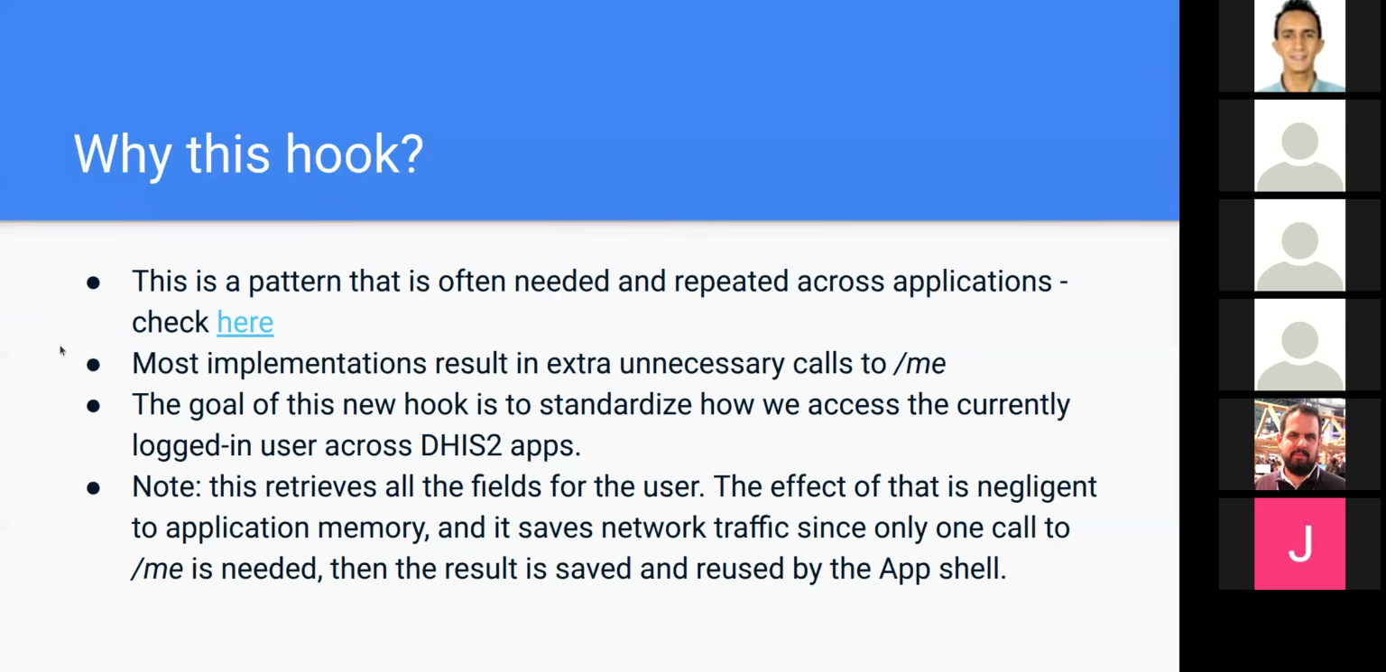As we've seen, this approach centralizes the logic in the app runtime. It makes just a single call to the /me resource, retrieves all the fields for the user, and then stores the results in the app shell and reuses it wherever it's needed. So by using this approach, the memory impact is negligible, but it also helps reduce network traffic and simplify the app code.